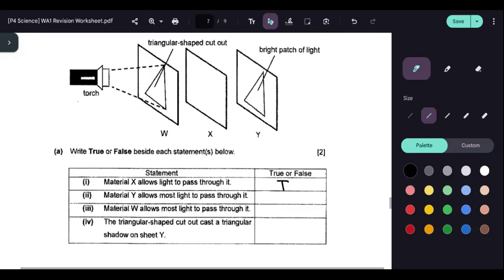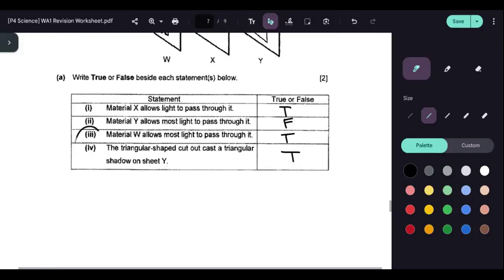2. Material Y allows most light to pass through it. This is false because this will already be the bright patch of light. Okay. Next, material W allows most light to pass through. True. The triangular shape cut out casts a triangular shadow on sheet Y. This is also true. Okay. So these two will be 1 mark. These two will be another 1 mark.